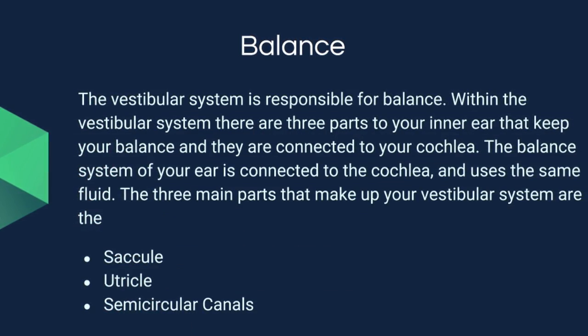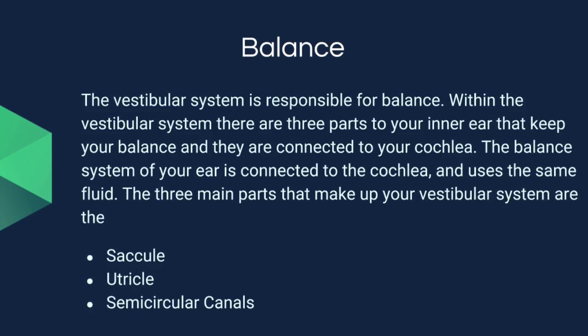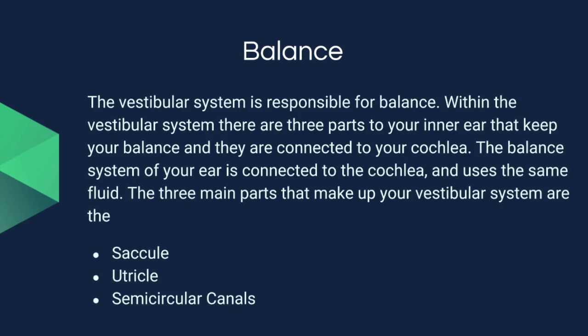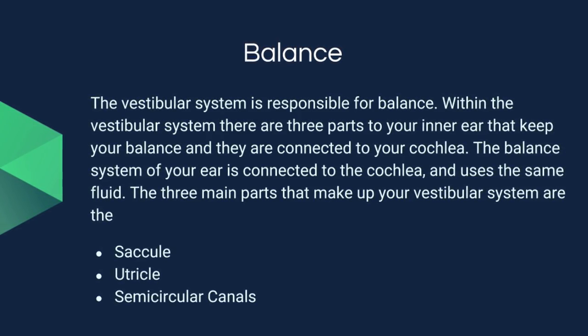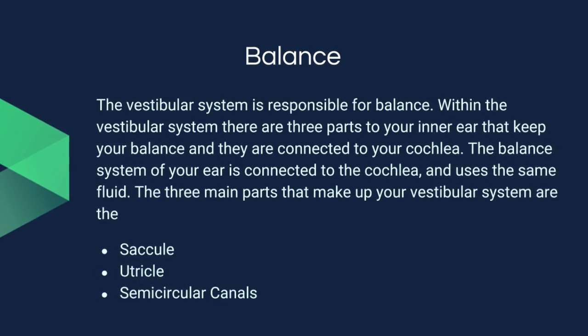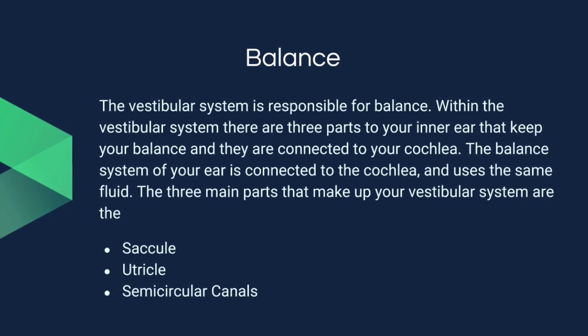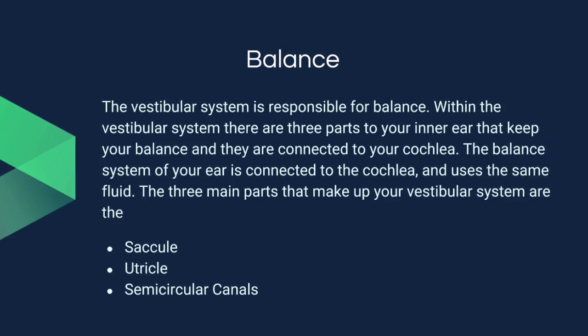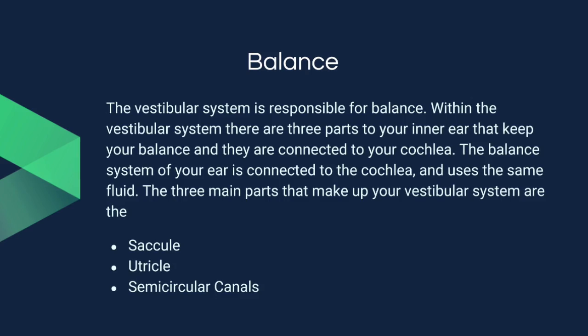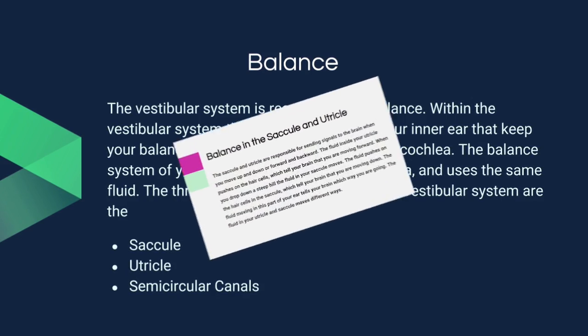Balance. The vestibular system is responsible for balance. Within the vestibular system, there are three parts to your inner ear that keep your balance, and they are connected to your cochlea. The balance system of your ear is connected to the cochlea and uses the same fluid. The three main parts that make up your vestibular system are the saccule, utricle, and semicircular canals.